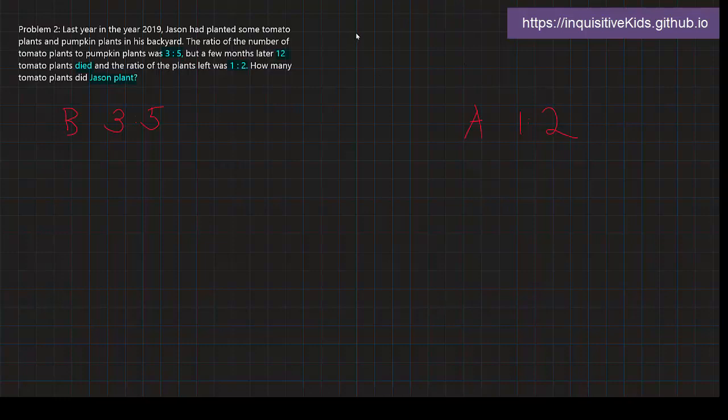Remember, over here, it's the ratio of tomatoes to pumpkins. And what changed was that 12 tomatoes died. So that's basically subtracting a 12 from the tomatoes ratio. So now to compare these to figure out the 1 unit, we need to turn them into their equivalent ratios.